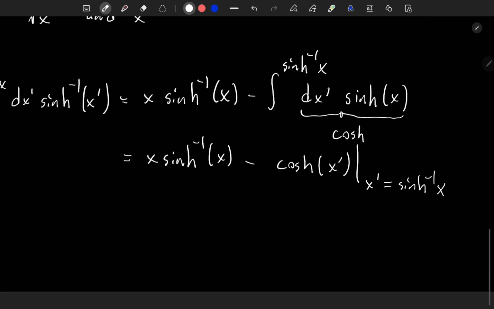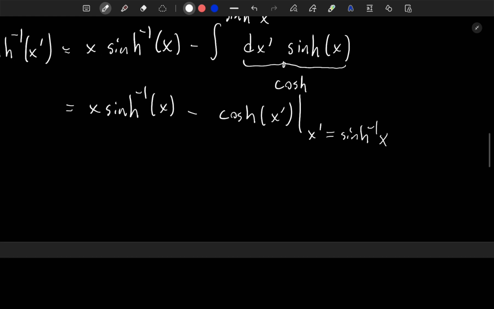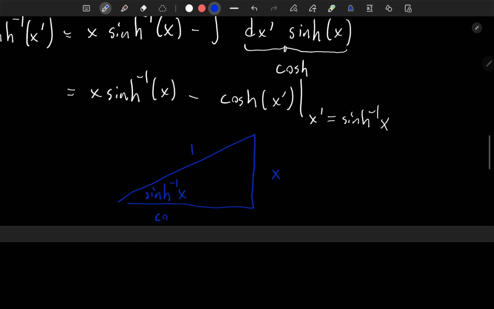Now this goes back to a little problem I mentioned in an earlier video. How do we evaluate the cosh of inverse sinh? Well, you do it in the same way as you do it for trig evaluations. You draw a triangle. So our angle is going to be inverse sinh x, and then we're going to have x and 1 to make the sinh of that be x. And then that leaves this as cosh of inverse sinh of x.